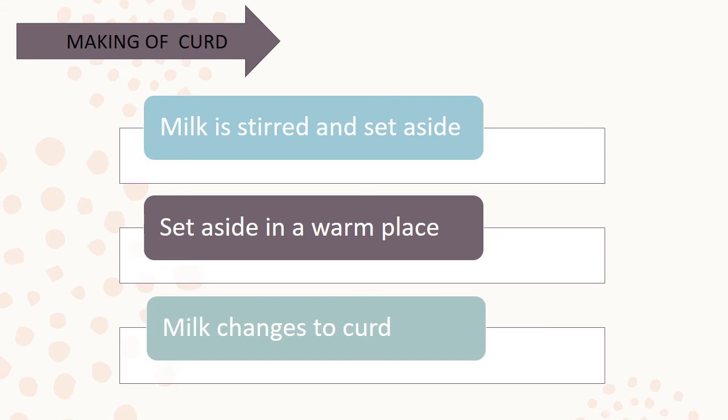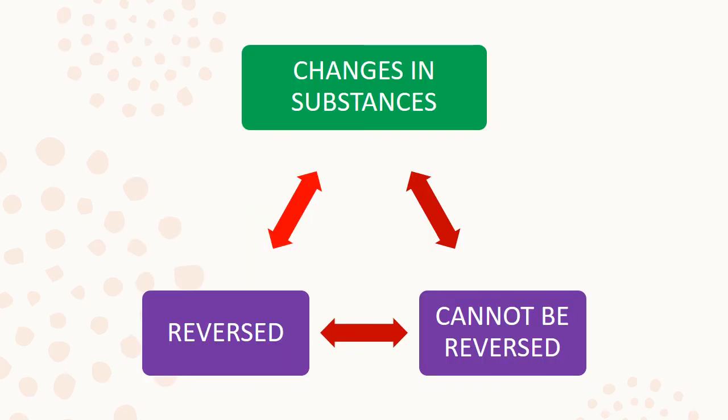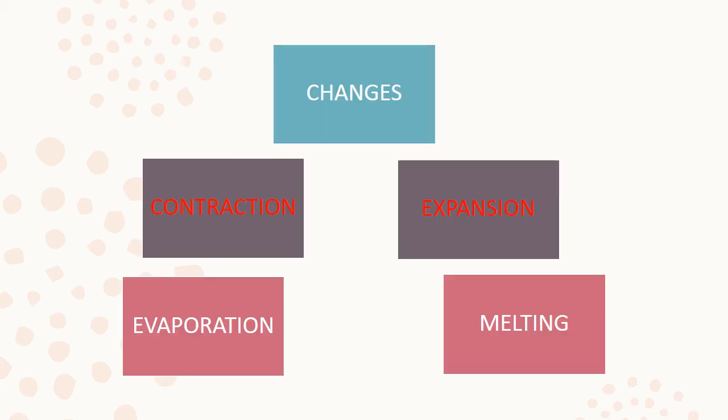Once the milk is changed into curd, can you get the milk back? No, it is not possible. So this change cannot be reversed. It is not a reversible change. Next, we can conclude from this that changes in substances are of two types. Some changes can be reversed and some changes cannot be reversed.